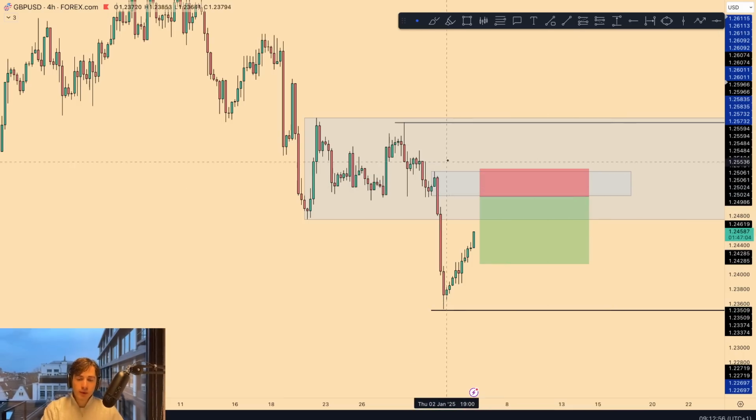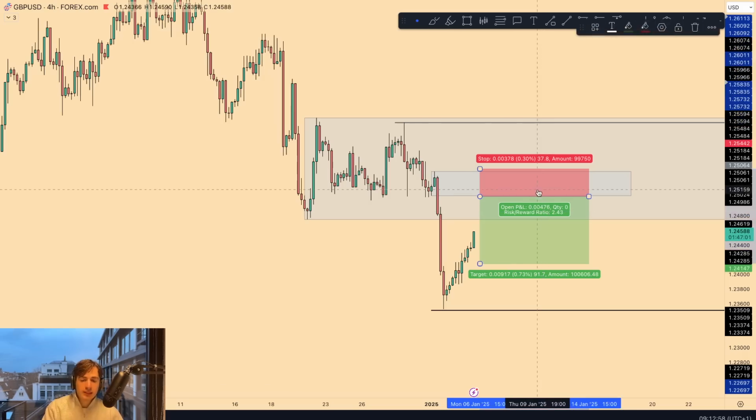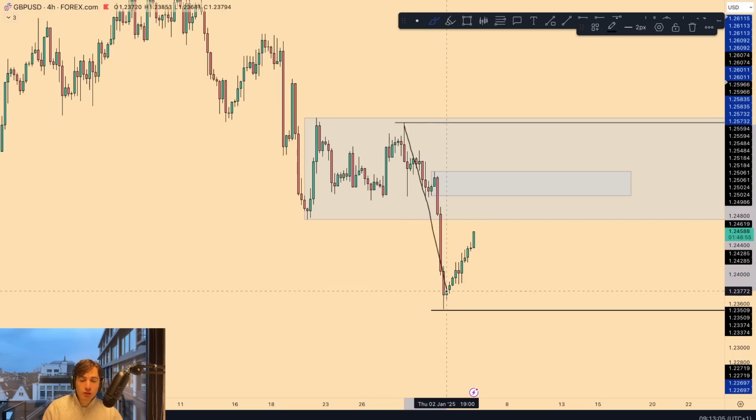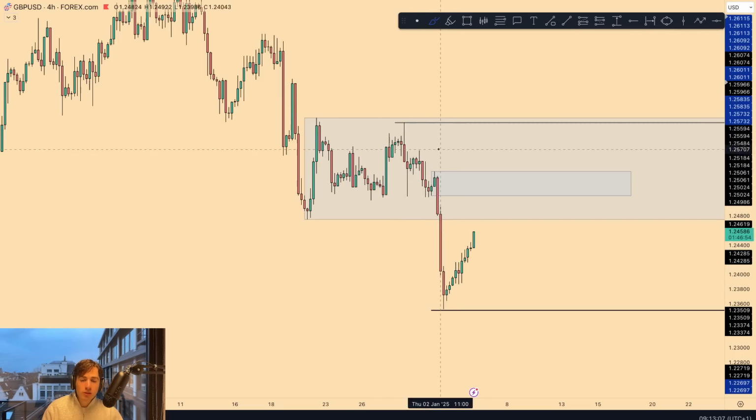Now, for myself, this is a very low probability setup due to the fact that there is no liquidity in the overall push down. So what you want to see most of the times is that when you get a push down, there are little bumps in the road, because above those little bumps in the road, that is where liquidity lies.